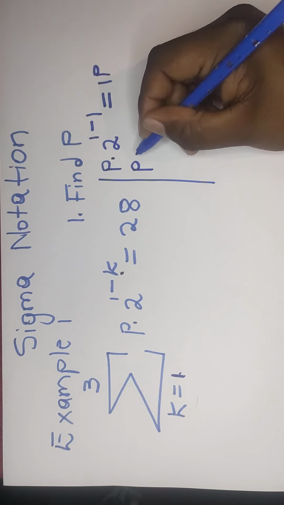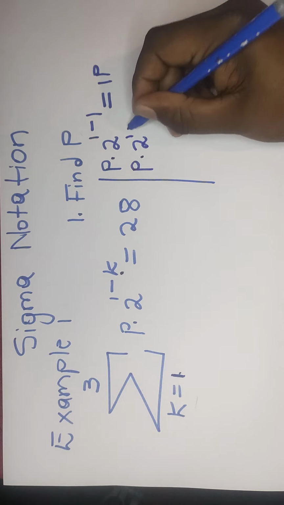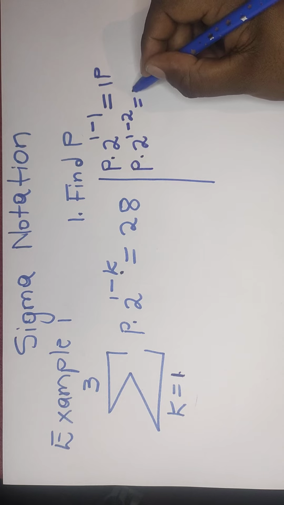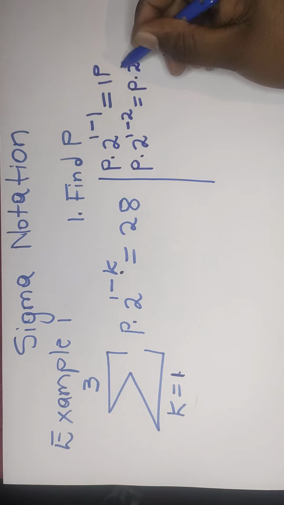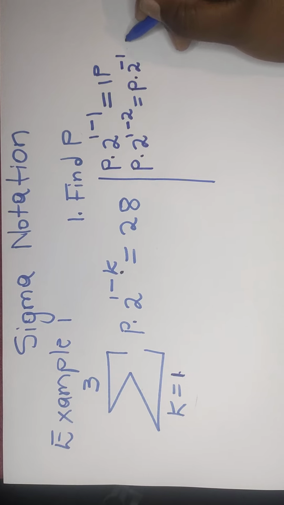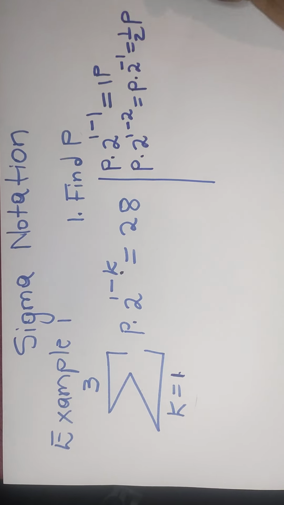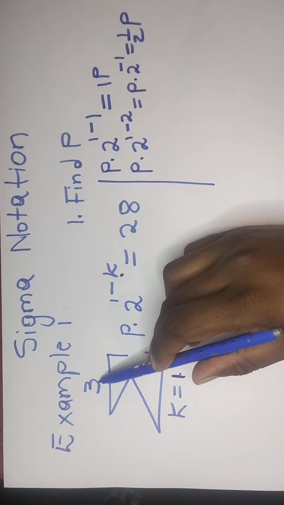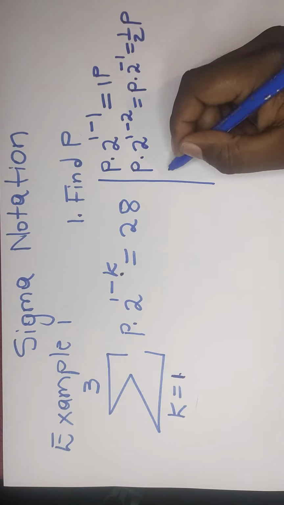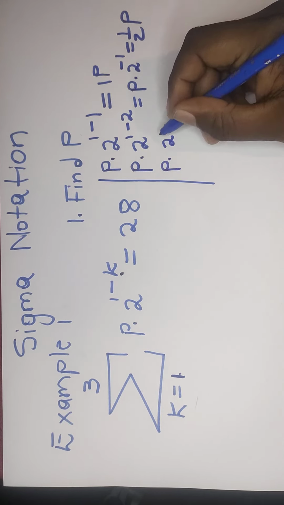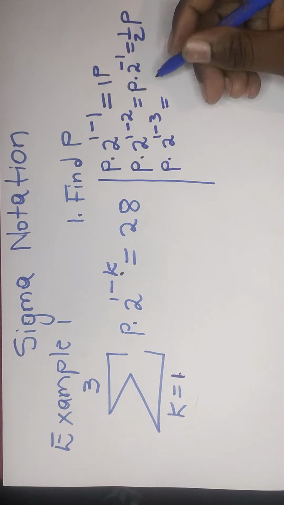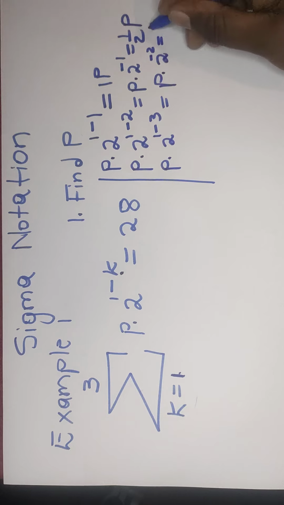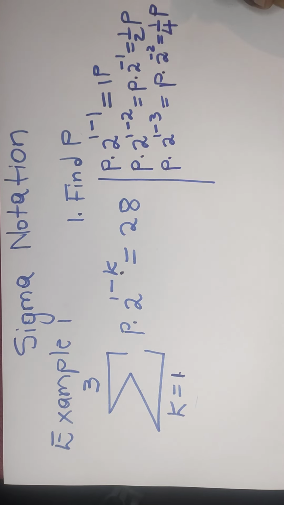And then you have to substitute again the next term, 1 minus 2. And then you'll find the value, which is p times 2 raised to minus 1, which is the same as 1 all over 2p. Right, continue. The last term that must be substituted is 3, which is our next term, p times 2 raised to 1 minus 3, which is equal to p times 2 raised to minus 2, which is the same as 1 all over 4p.